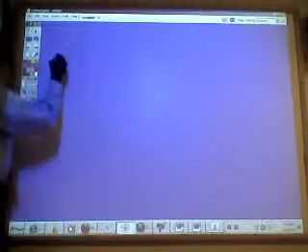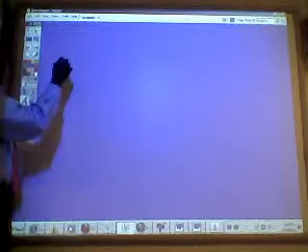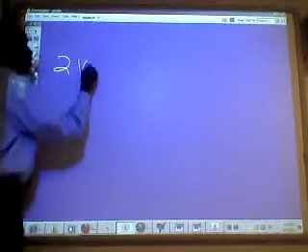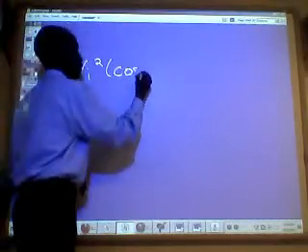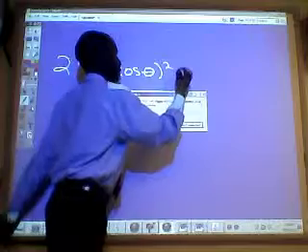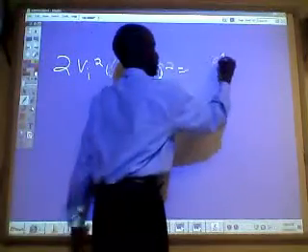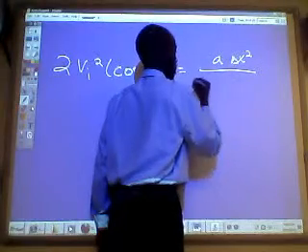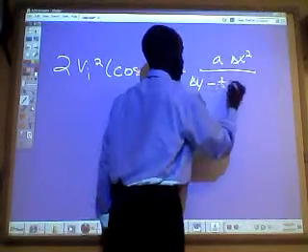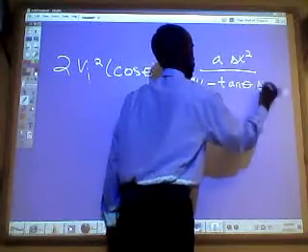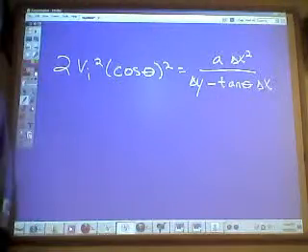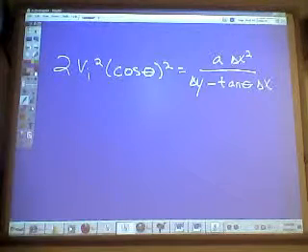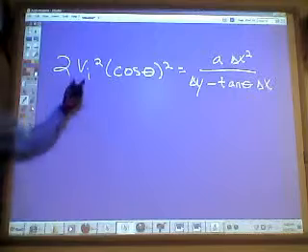What is it now? 2 v sub I squared cosine theta squared equals a delta x squared over delta y minus tan theta delta x. This is where I am now. Now what can I do? I'm still trying to get v sub I by itself.